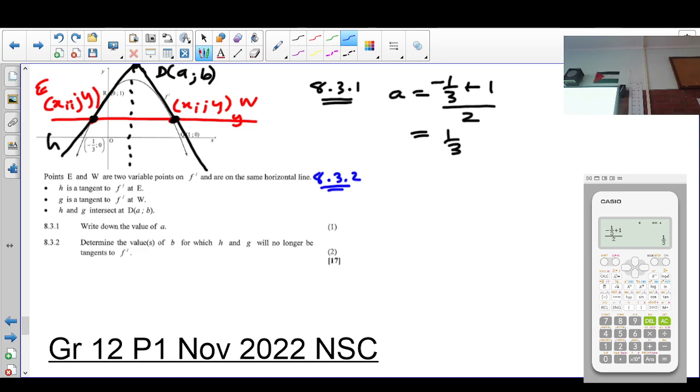8.3.2, as it lies here, we have, what is the equation of f of x? F prime x? There is something wrong with this question. Then this doesn't make sense to me. Okay.